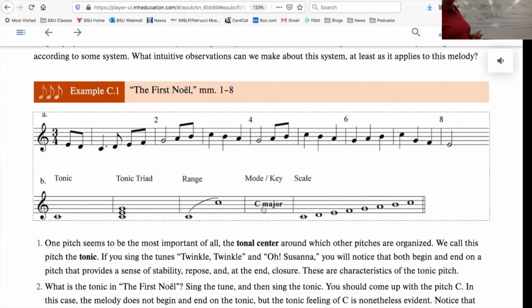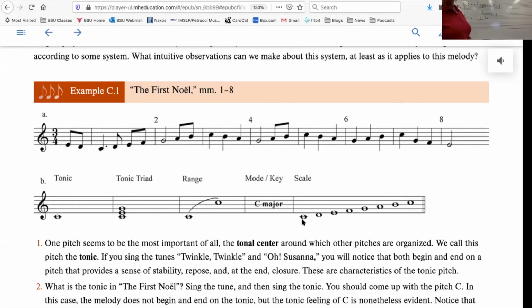Then you would be asked to actually name the key, C major. And here's a word that I haven't really talked to you about yet, mode. The key specifically refers to what the tonic or keynote is. So this music is in the key of C, and the mode is the major mode.